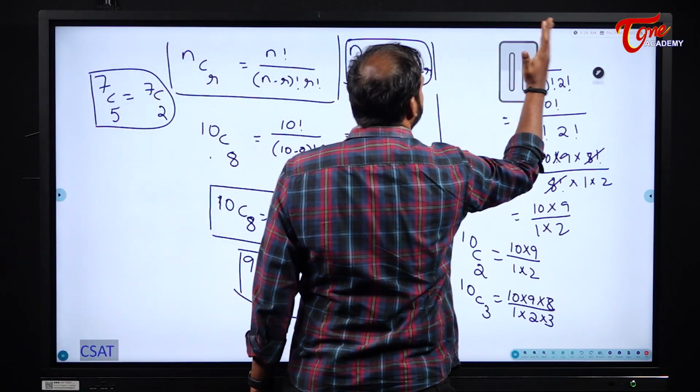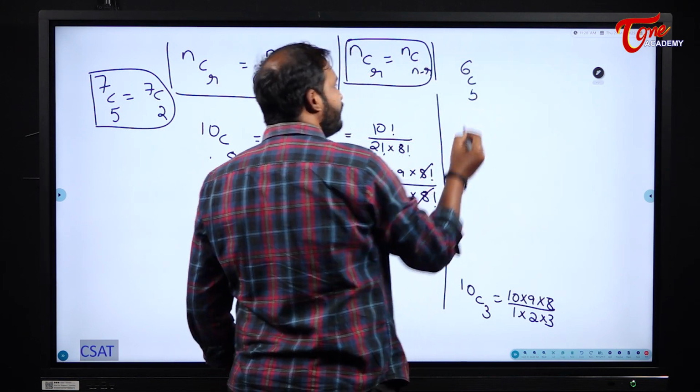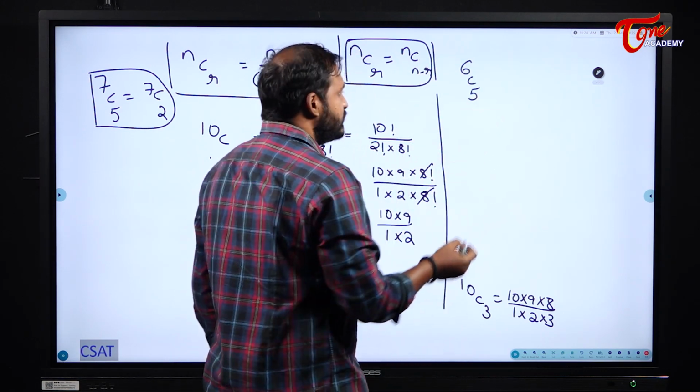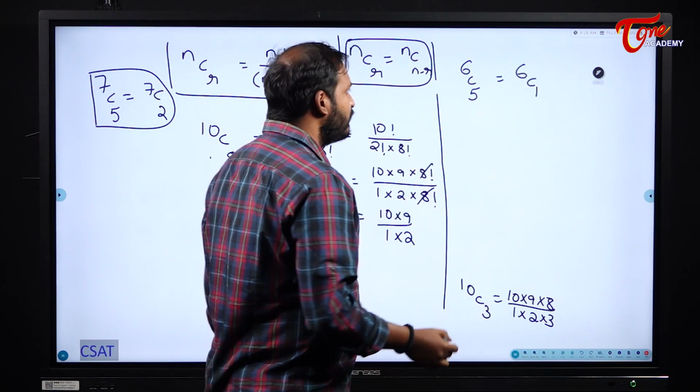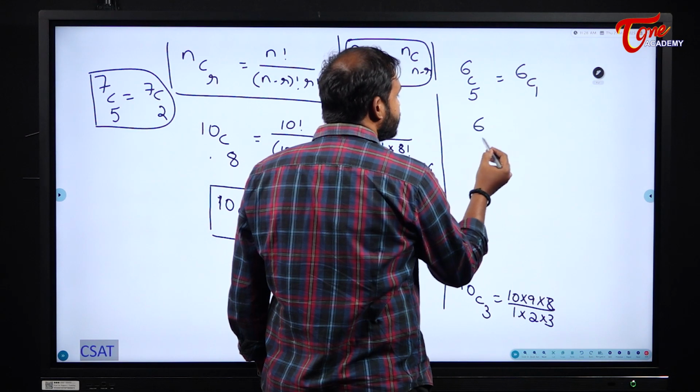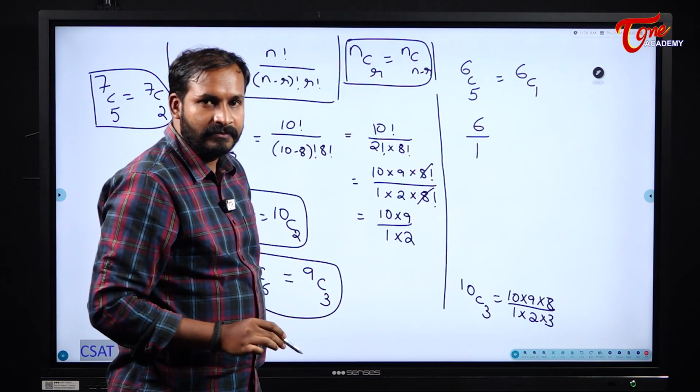For example, if I have something like 6C5, 6C5 actually is equal to 6C1. I can write 6C5 as 6C1, so directly I will write it as 6C1. What does the 6C1 value become? 6 by 1. Why? Because I reduce 6 only one time, by 1, that's it.